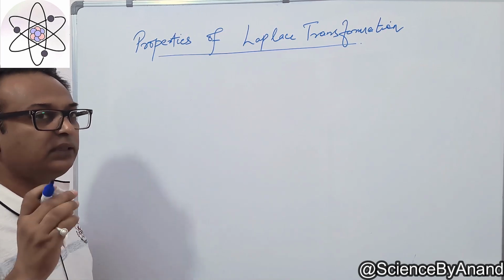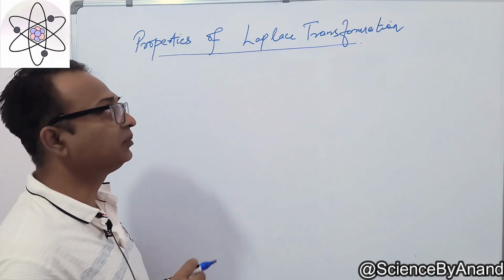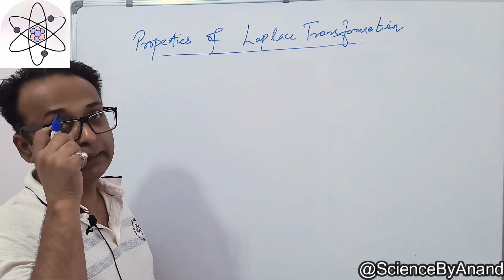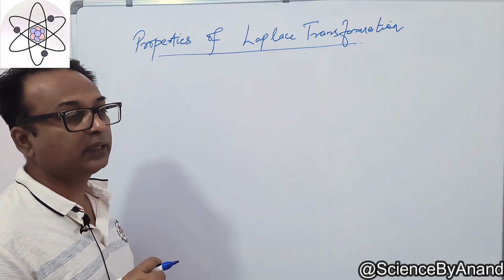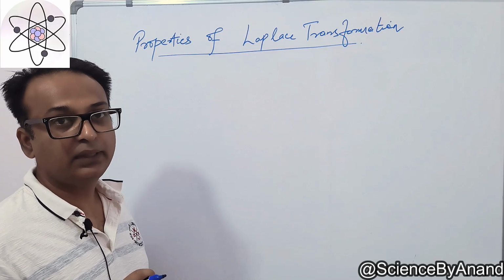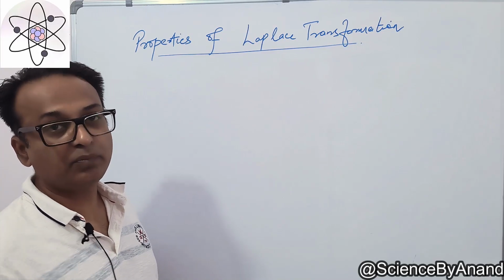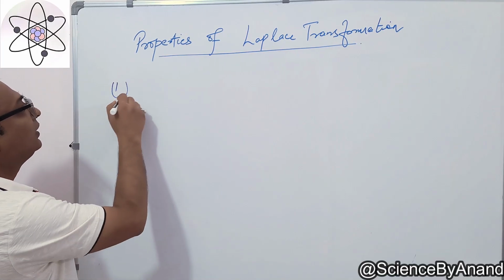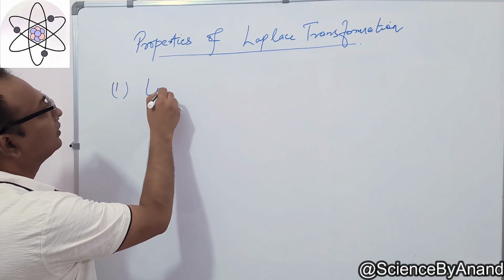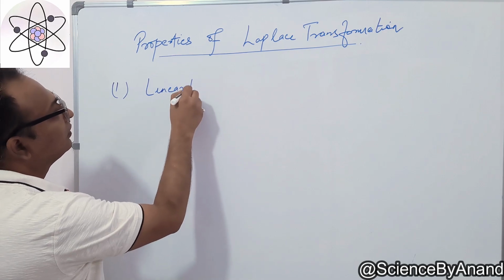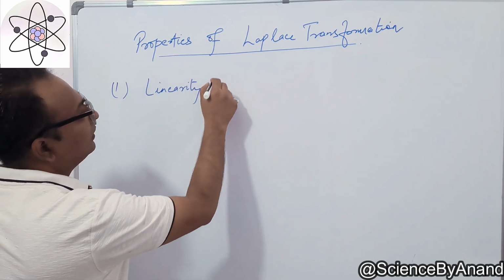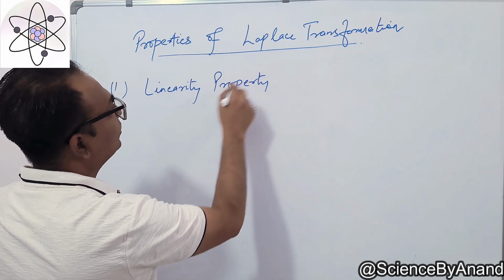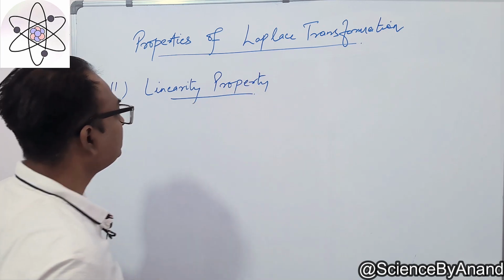There are basically three properties of Laplace transformation that we will be discussing. First is called the linearity property, second is the first shifting property, and third is the change of scale property. So let's start with the first, linearity property. What is linearity property?